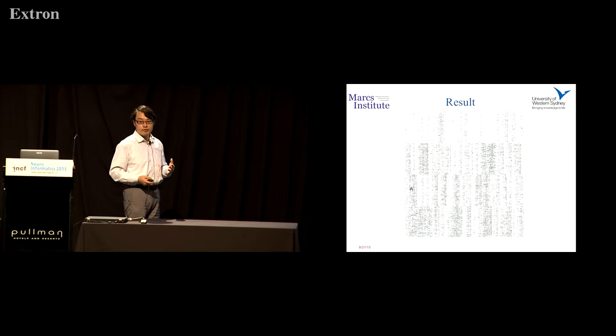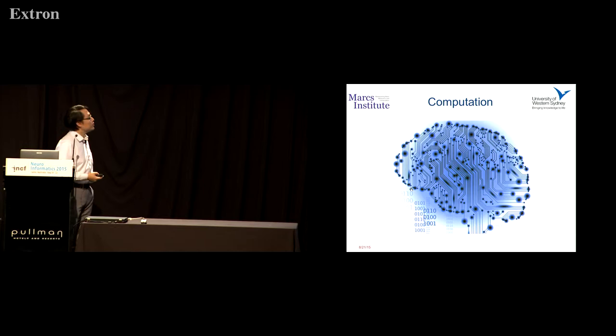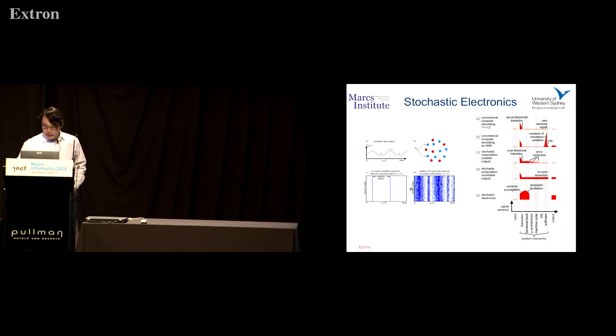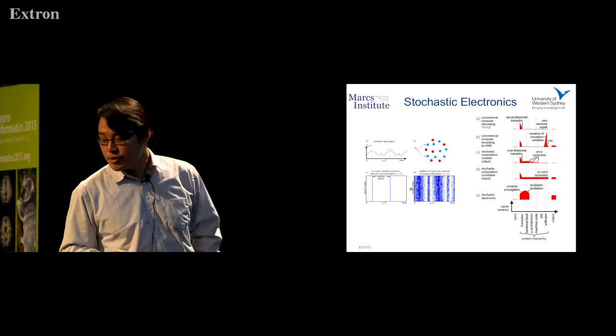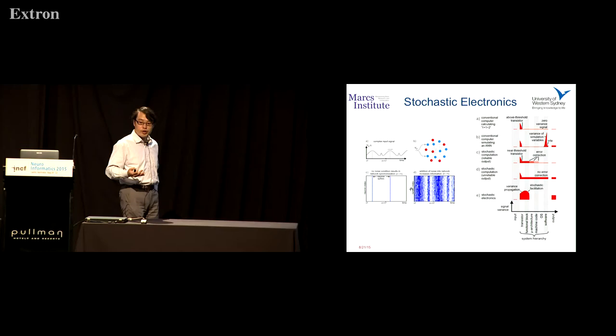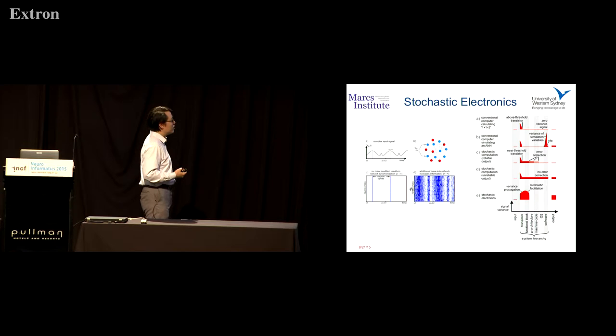OK, now we come to some real-world applications. So this is the computation problem. First is to use stochastic electronics, which means we use the noise in electronics, like our human brain. The human brain is supposed to be a noisy environment, but it can do amazing computation tasks. And here, we follow the same idea. We use the noise in electronics to build a system that can do the computation. I will address more details next.